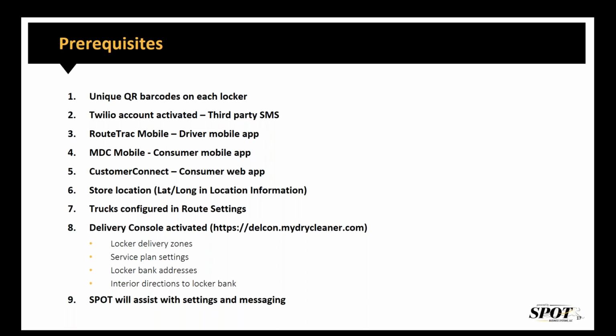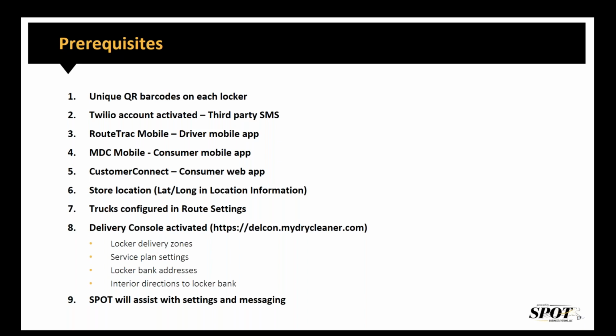Number 5, Customer Connect. Number 6, store location, latitude, longitude information. We do get a couple of these kinds of issues where somebody will call in having issues with their mapping and their geolocation and the locker banks not showing up correctly on the mobile app. Please make sure that every store that is going to be involved in this process has latitude and longitude information set. You can find this in Spot under your setup location information. At the very bottom, there's a list of addresses. If you scroll all the way down to the right-hand side on these addresses, you'll find the 2 columns for latitude and longitude information.